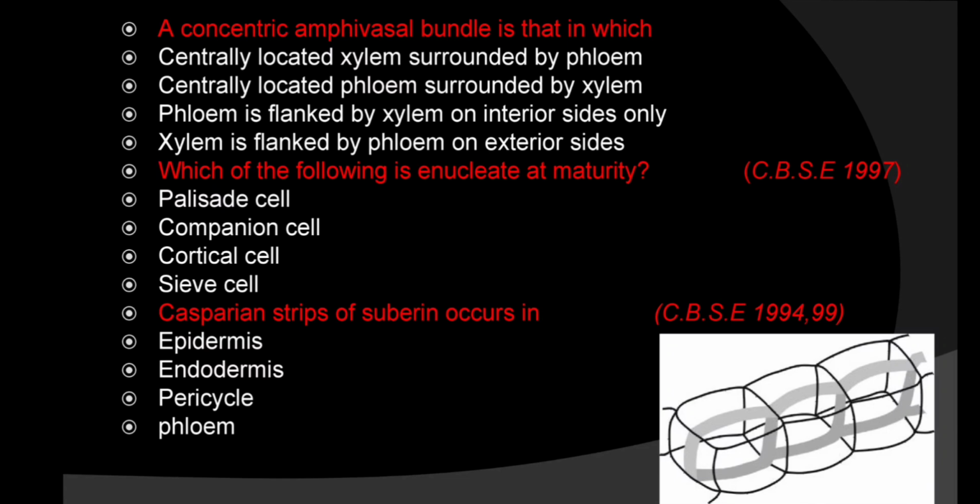A concentric amphibasal bundle is that in which centrally located xylem is surrounded by phloem, meaning xylem is in the center and phloem surrounds it? Or centrally located phloem surrounded by xylem, meaning phloem is in the center and surrounded by the xylem? So this one is correct. Centrally located phloem surrounded by xylem is the concentric amphibasal type of bundle. Phloem is in the center, surrounded by xylem.